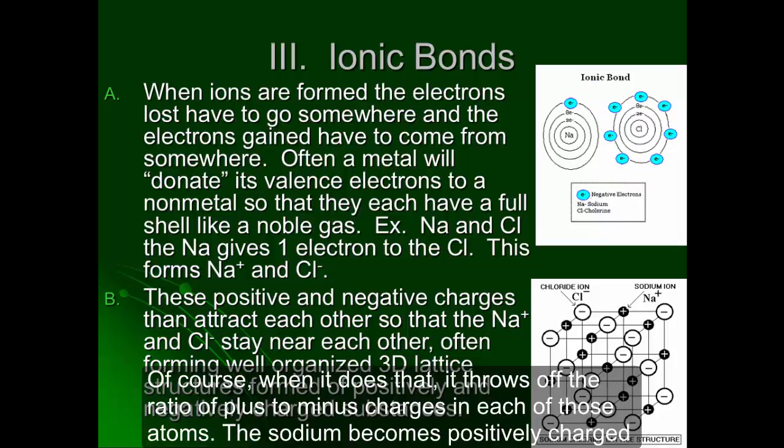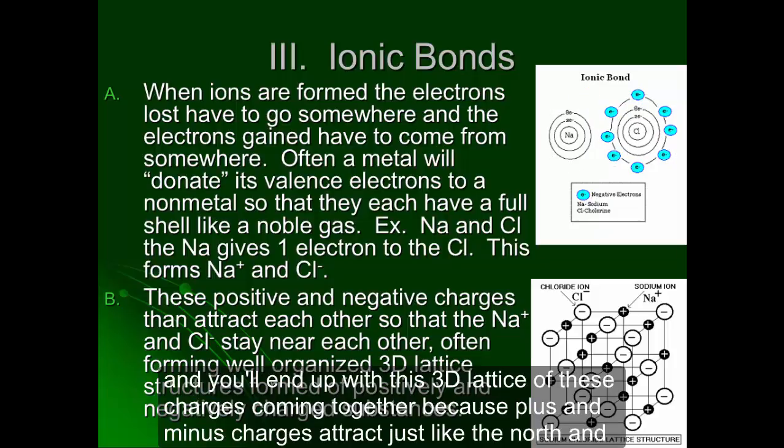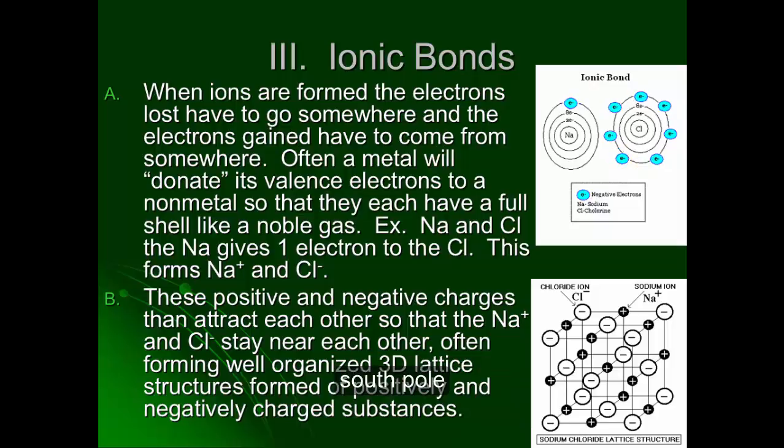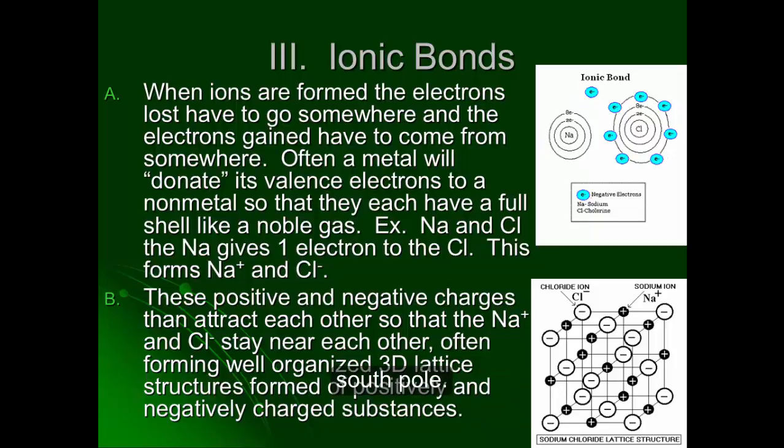Of course, when it does that, it throws off the ratio of plus to minus charges in each of those atoms. The sodium becomes positively charged because it has one more proton than electron, and your chlorine becomes negatively charged because it has one more electron than protons. And you'll end up with this 3D lattice of these charges coming together because plus and minus charges attract, just like the north and south pole of a magnet does. That's kind of that same phenomenon on a larger scale when you see that attraction going on between a north and south pole.